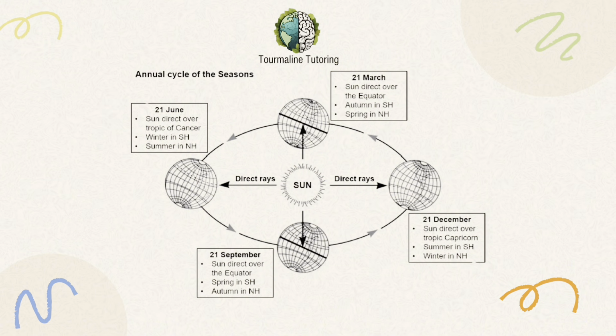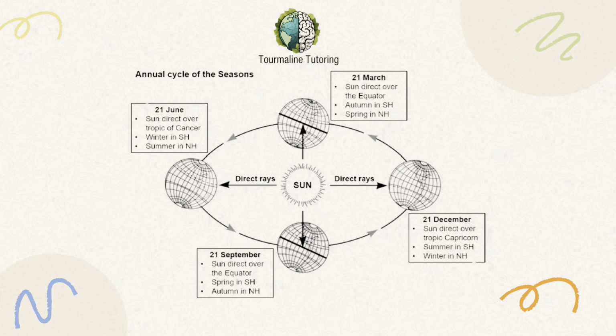Tropic of Capricorn gives us a summer solstice where the sun is directly over that. And then we move over to 6 o'clock, which shows us 21 September. It is essentially the opposite of what happens on 21 March. However, in the southern hemisphere, it is now spring, whereas in the northern hemisphere, it is autumn. And with an equinox, we know that the sun is directly over the equator.